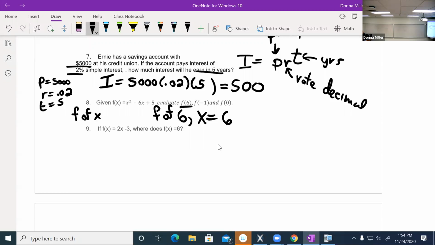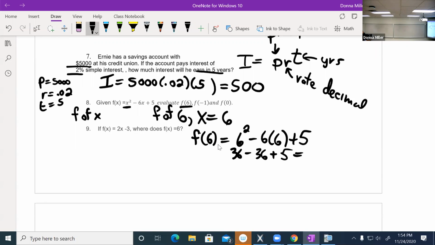So f of 6, I'll write it down here, is just plugging in 6 for x. So we get 6 squared minus 6 times 6 plus 5. I'm going to do it by hand. I could do it in a calculator, but this is 36 minus 36 plus 5, so I'm going to get 5. Okay. That's all you're doing, just plugging numbers in.